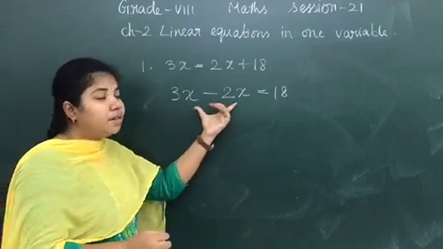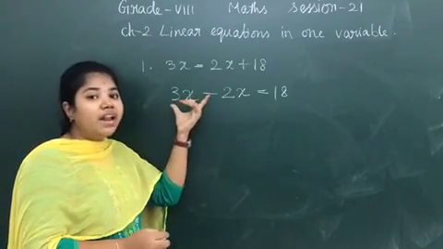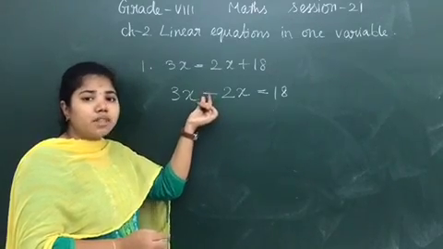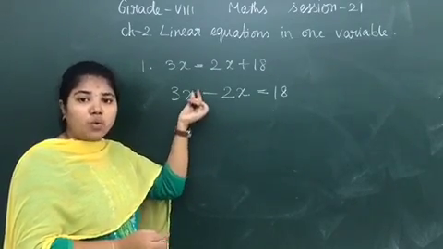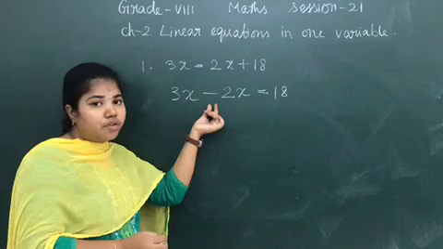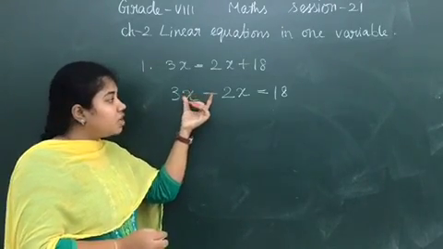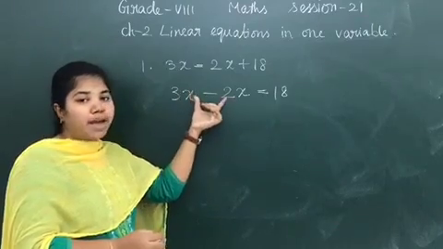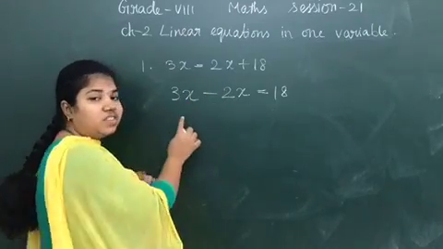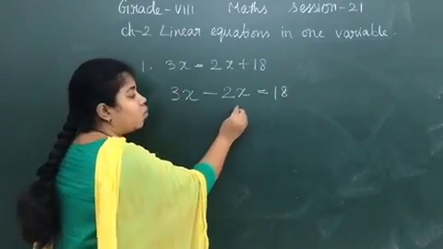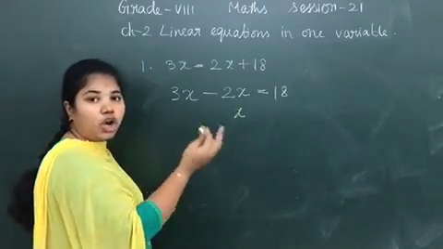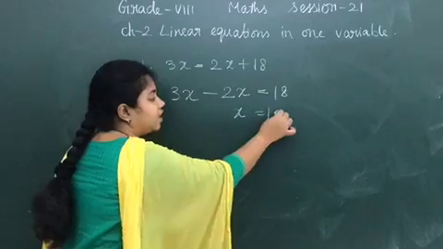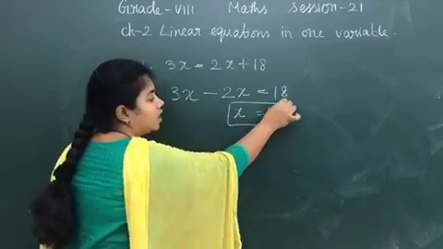Now your variables are the same, so you can subtract or add the coefficients according to the basic operation given in the question. So what is the basic operation given here? Subtraction. So you can subtract the coefficients. What are the coefficients here? 3 minus 2. Yes. So what is 3 minus 2? It is 1. So 1 can be neither written nor avoided. So it is x. x is equal to 18. Your x is equal to 18.